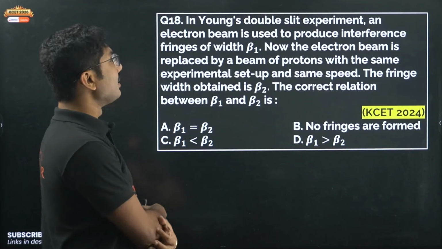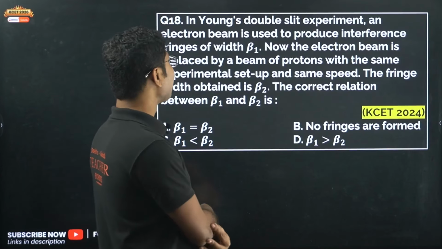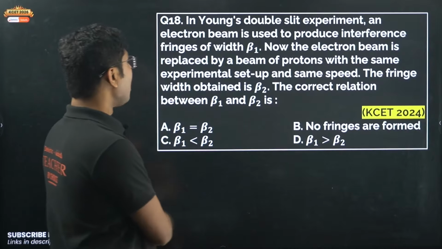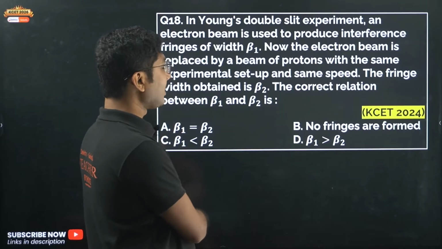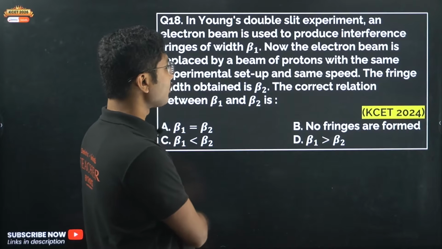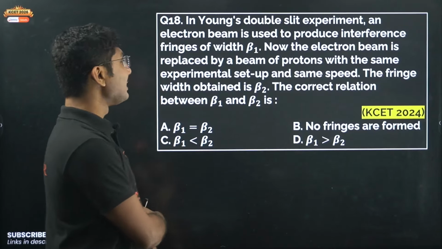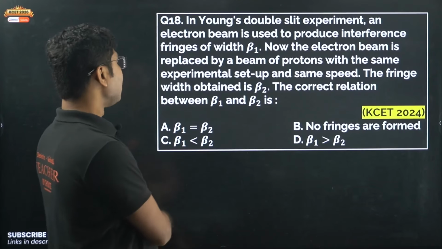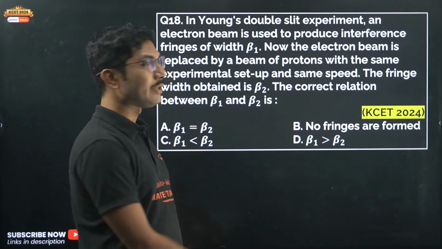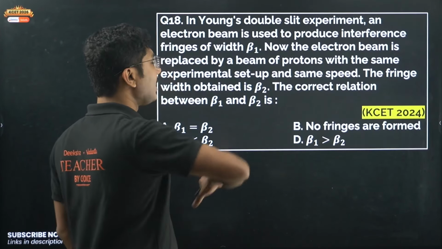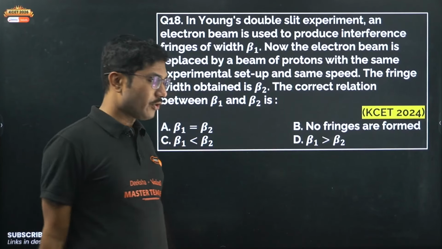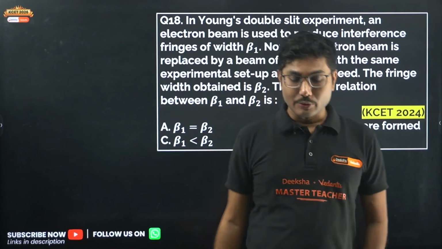In Young's double slit experiment, an electron beam is used to produce interference of width beta 1. Now the electron beam is replaced by a beam of protons with the same experiment setup and the same speed. The fringe width obtained is beta 2. Then what is the correct relationship between beta 1 and beta 2? This question is slightly tricky. This depends on some concept of your wave matter duality chapter.